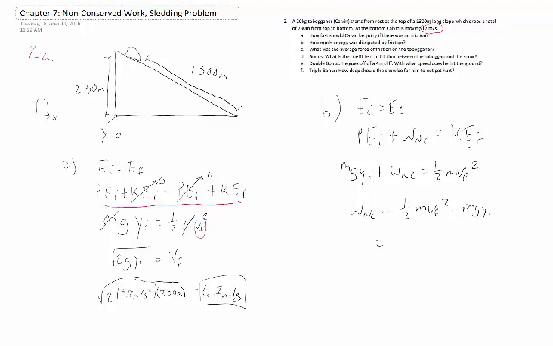I can go ahead and plug that in. I apologize, I haven't checked these numbers ahead of time, so if I make any calculator errors, I apologize. Using his initial height, we find that the work non-conserved turns out to be negative in this case. It just has to do with the fact that you're losing energy from the left side. It is minus 43,640 joules. So now we've got part B.